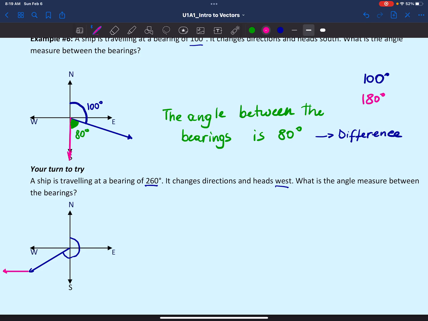So the angle between the bearings now will be the angle made between these two vectors when placed tail to tail. So here goes the angle between the bearings. Now remember that this was 260 degrees. This whole thing is 270, right? So the angle between the bearings will be 10 degrees.